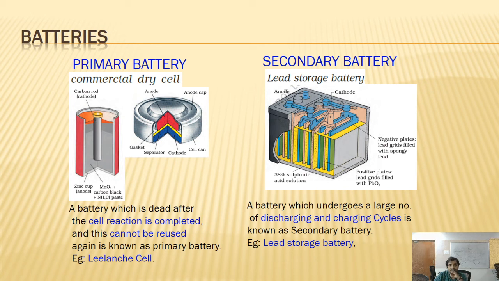Next is the secondary battery. A battery which undergoes a large number of discharging and charging cycles is known as a secondary battery. The batteries which are used in our cell phones, after the discharging of the power in our cell phone, we are again charging it. So the battery present in the cell phone is a rechargeable battery. That type of rechargeable battery is considered to be a secondary battery. Example, lead storage battery.